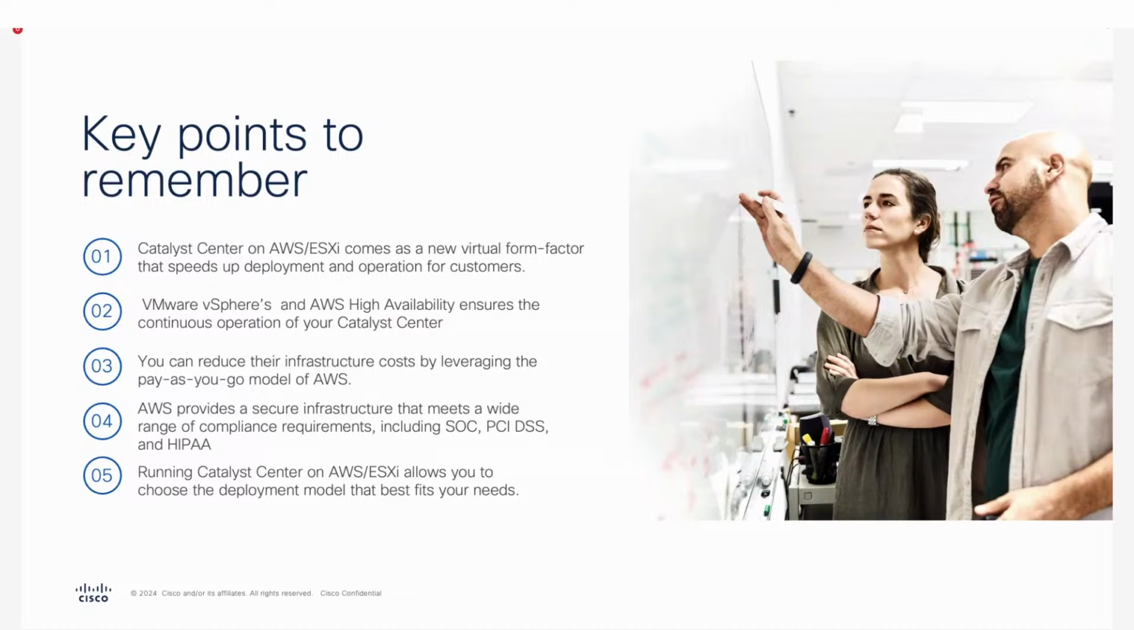The VMware vSphere and AWS high availability features will ensure the continuous operation of your Catalyst Center, so you don't need to worry about having a cluster for now on these kinds of setups. You will reduce your infrastructure costs by leveraging a pay-as-you-go model on AWS if you're using the cloud solution. And remember, AWS provides a really secure infrastructure that meets a wide range of compliance requirements, including SOC, PCI DSS, and HIPAA. By running the Catalyst Center on ESXi or AWS, you can choose the deployment model that fits your needs.